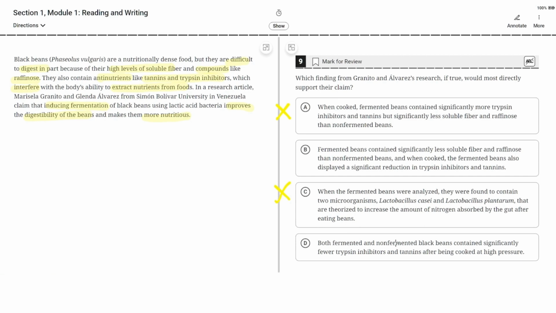D. Both fermented and non-fermented black beans contain significantly fewer trypsin inhibitors and tannins after being cooked at high pressure. This is incorrect because it doesn't differentiate between fermented and non-fermented black beans, meaning that it doesn't show that fermenting the beans makes them more digestible and more nutritious. So D is incorrect, and B is the correct choice.